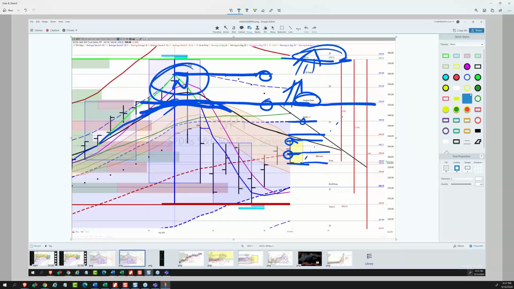And that's only 5.5% away. So that's what our trade frame looks like for the market. Okay? Hopefully you found that helpful.